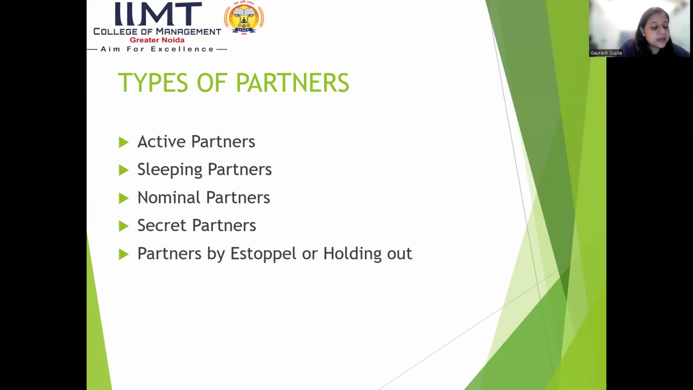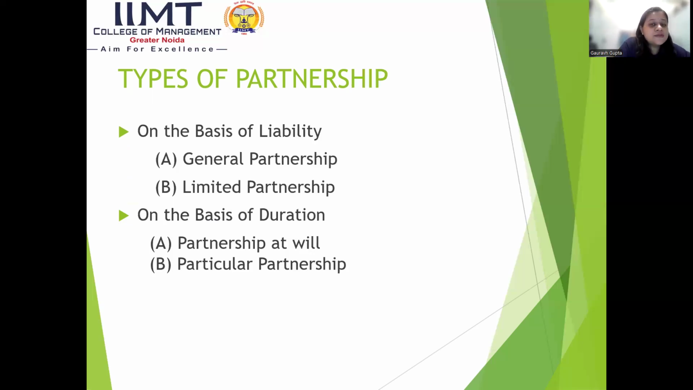Next one, secret partner. This partner participates in management operations secretly, and does contribute in profit and loss. Partners by estoppel or by holding out. An individual who is not a partner but projects himself or herself as a partner to an outsider and has unlimited liability. Next, we are moving on to the topic types of partnership.